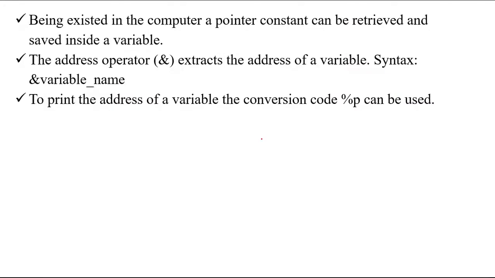So now, once existing in the computer, a pointer constant can be retrieved and saved inside a variable. As I told you, manipulating the address is not possible, but we can save that address into a particular variable. In order to save that address, we need to declare a pointer in our computer.